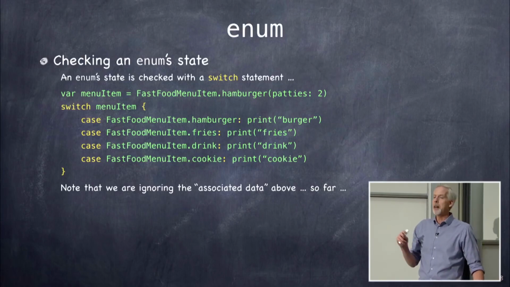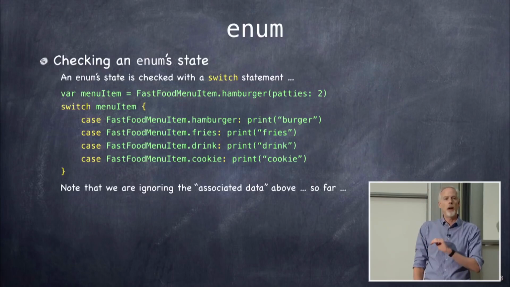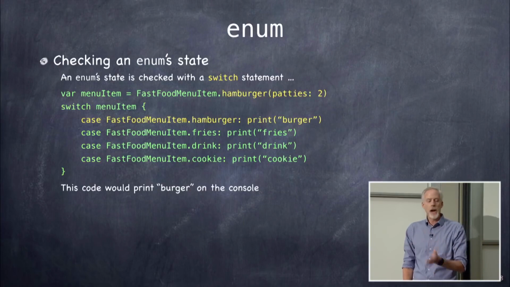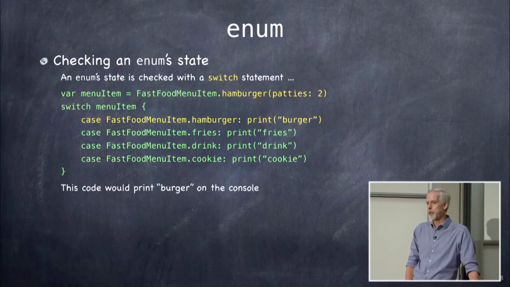This is the basic use of switch right here, where I'm just looking at every possible case that it could be, and if it's that case, I do a little bit of code. So here I'm just printing out what the various cases are. If it's hamburger, for example, you can see that I'm printing burger. Notice that I'm ignoring the associated data here, which is perfectly fine. You're allowed to completely ignore the associated data when you're checking the state with switch.